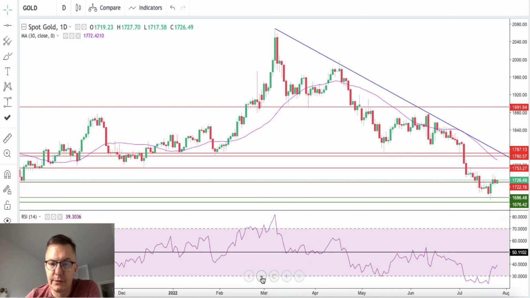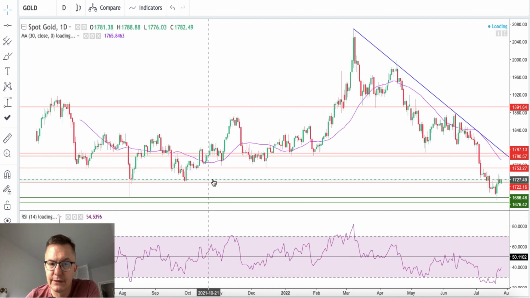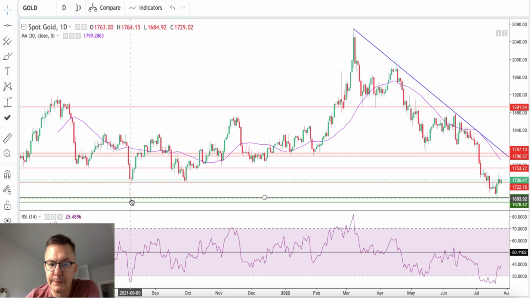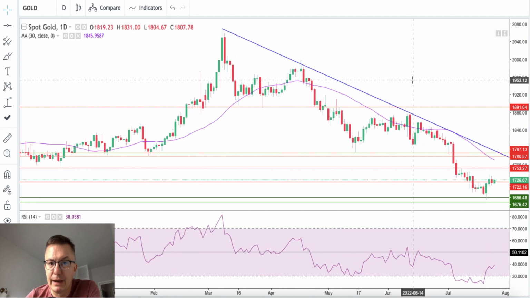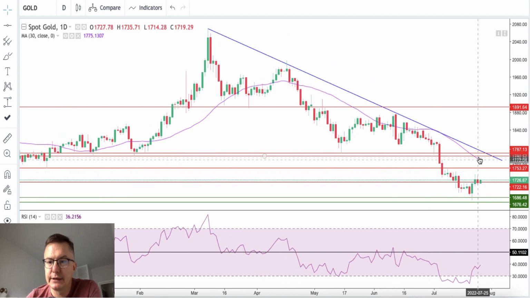Of course, if we zoom out, we can see why we bounced from this level. We got the big pin bar here made in 2021. That's why the bulls are buying from this level, sub 1686. However, the bounce is very shallow and we need to break higher.